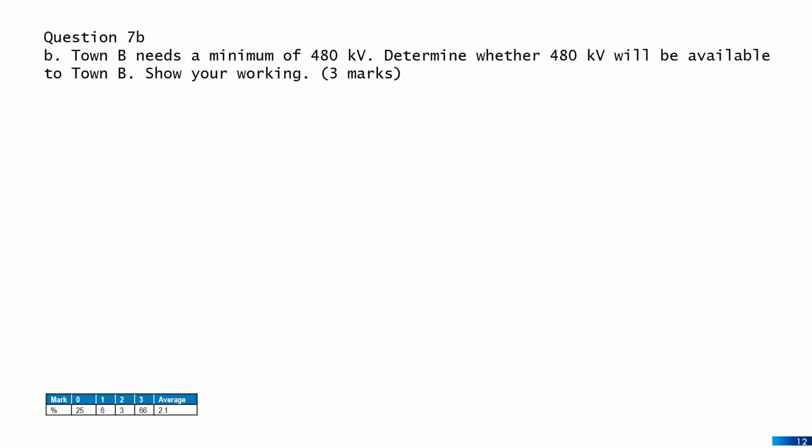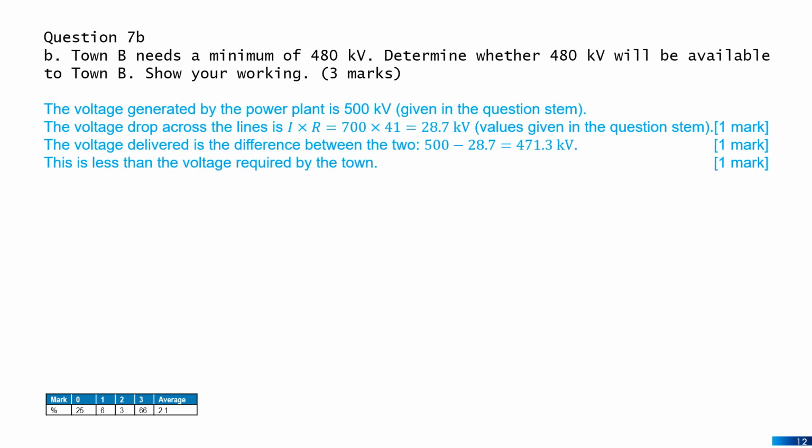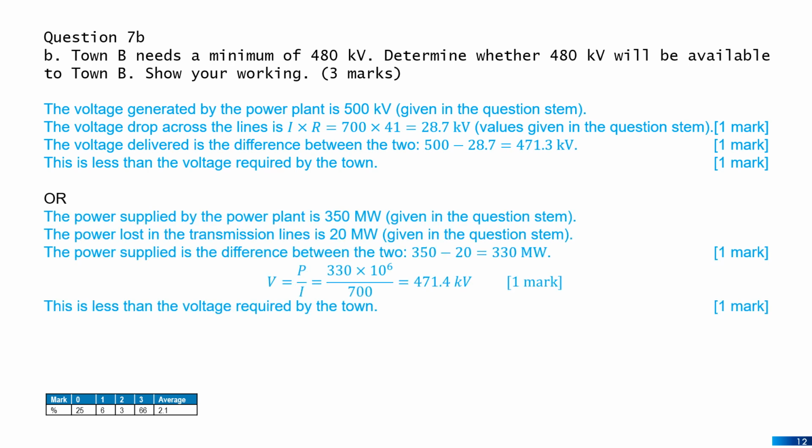Using Ohm's law, we can calculate the voltage drop across the lines. This voltage drop is subtracted from the total voltage. We find that the voltage delivered is less than the voltage required by the town. Or, we can calculate the power delivered by the lines and the voltage that reaches the town. We also find that the voltage is less than the voltage required by this town.